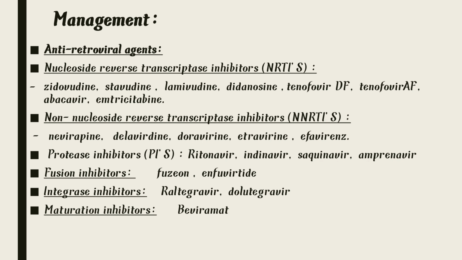Protease inhibitors are ritonavir, indinavir, saquinavir, amprenavir. The mechanism of action is to inhibit the cleavage of polyprotein into functional proteins, thus blocking new HIV from becoming mature HIV. Fusion inhibitors are enfuvirtide. Fusion inhibitors block the HIV envelope from fusing with the CD4 cell membrane.